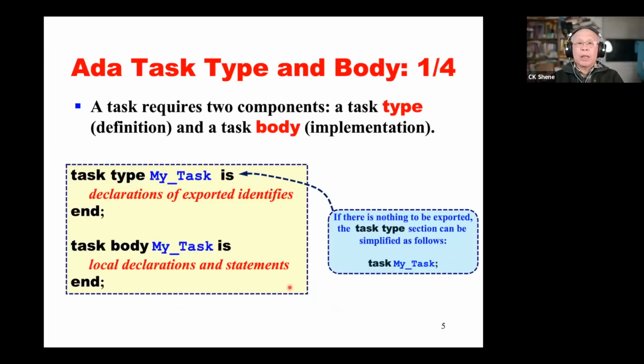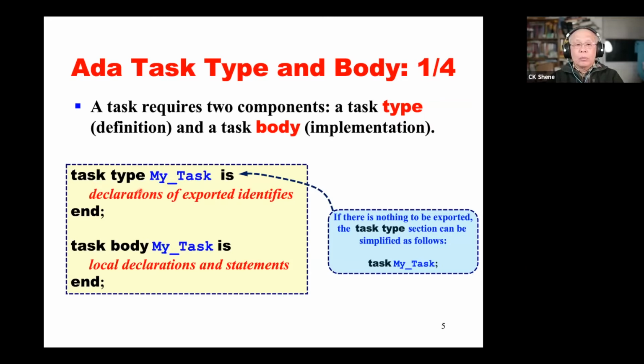So how do we design tasks under Ada? It requires two components: a task type and a task body. A task type is the definition of what that task will be doing, and the task body is the implementation. So here is a simple example. We have task type, my task. So here we have a type, just like integer, float, double, or character. My task is a type, and this type is a task.